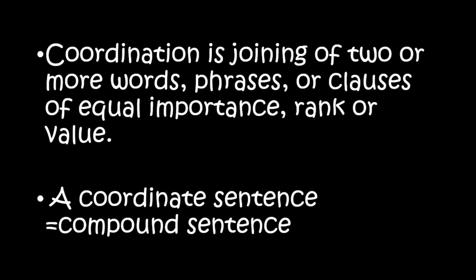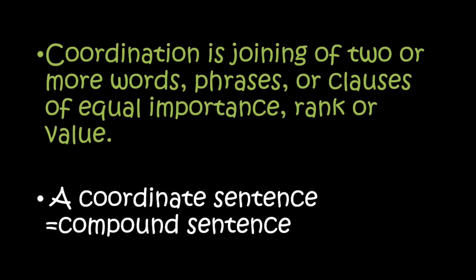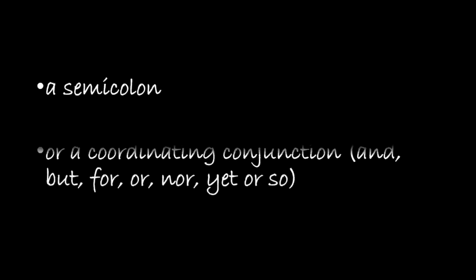Coordination is joining of two or more words, phrases, or clauses of equal importance, rank, or value. A coordinate sentence is also known as compound sentence. It consists of grammatically equivalent independent clauses joined by a semicolon or a coordinating conjunction. So our examples given here are and, but, for, or, nor, yet.